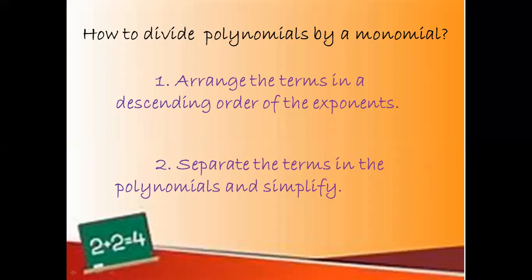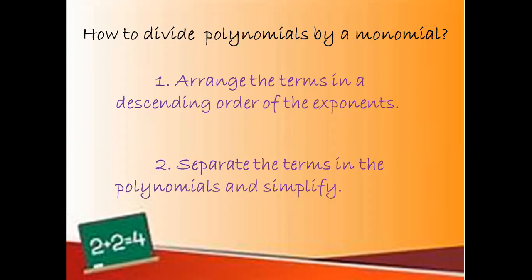Number one, please read. Okay, let's start with Heimuk. You read number one. Arrange the terms in a descending order of the exponents. Okay, so when we divide polynomials by a monomial, the first thing that we do is to arrange the terms in descending order of the exponents.